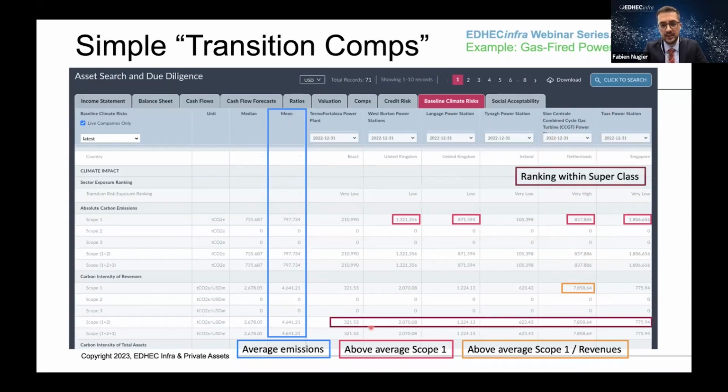Now, if you look at this line here, you have scope 1 plus 2 divided by revenue. And as I said, this is used to establish the ranking between those assets. So when you go back to the top row here, what you find is that the ranking corresponds to the values you have here. So this asset receives quite a high value here. So it is classified as very high transition risk exposure.